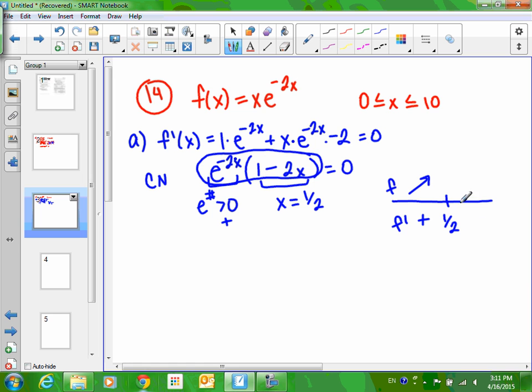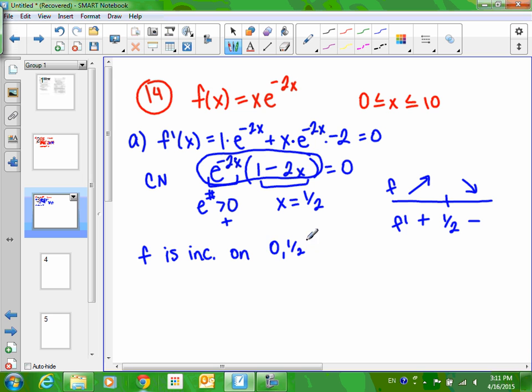Over here, probably it's going to change to decreasing. You can double check it, plug in something like 1. You do get negative, so f is decreasing. So to answer the question, we're going to say f is increasing on. Now pay attention to the fact that they told us we had a domain. Is f increasing on negative infinity to 1/2? No. It's increasing on 0 to 1/2.